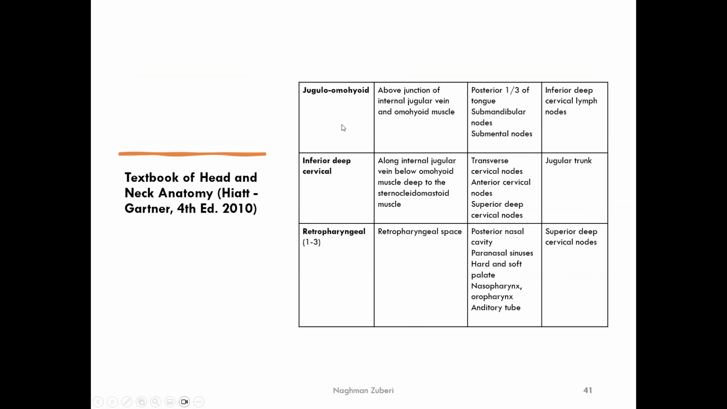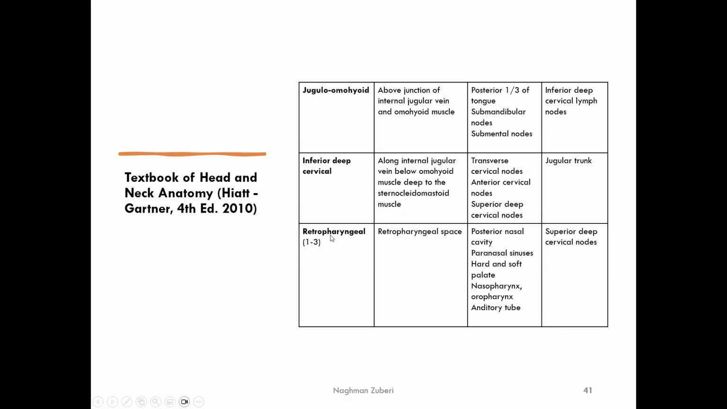Jugulo-omohyoid. They are situated above the junction of the internal jugular vein and omohyoid muscle, and they are draining the posterior one-third of the tongue, submandibular nodes, and submental nodes, and they are being drained into the inferior deep cervical lymph nodes. Then comes the inferior deep cervical lymph nodes, where they are situated along the internal jugular vein below omohyoid muscle, deep to the sternocleidomastoid muscle. And they are draining transverse cervical nodes, then anterior cervical nodes, superior deep cervical nodes, and they themselves are being drained into the jugular trunk.